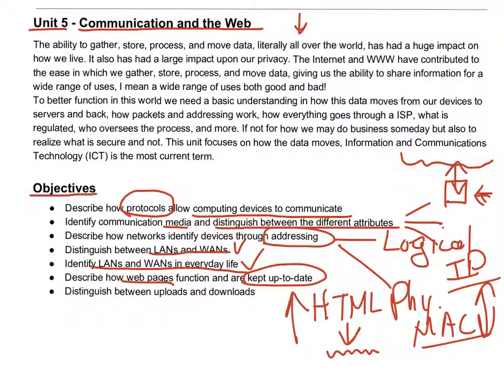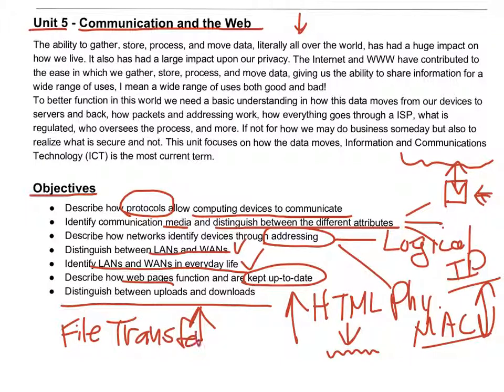We covered that a little bit in the previous chapters, and we'll distinguish between uploads and downloads, which seems easy enough, but we'll talk about file transfer and some issues with that. Once we understand this chapter, then that will help us better understand the chapter on security, or I should say the unit on security, which is Unit 6. And so that will be enough to get us started.